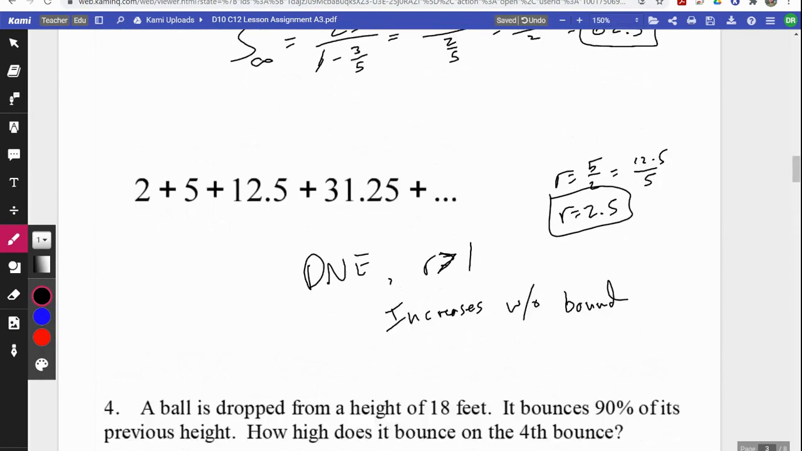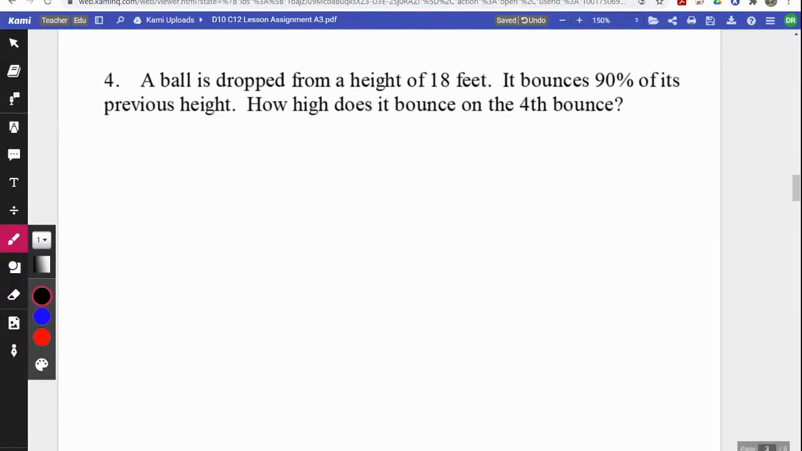All right. A ball is dropped from a height of 18 feet. It bounces 90% of its previous height. How high does it bounce on the fourth bounce? Okay. I find this problem a little tricky, so I'm going to work this problem the way that I interpret it. And you can have a debate about it with me later if you'd like.